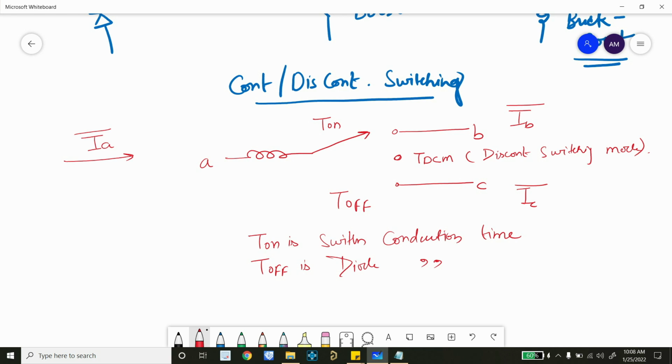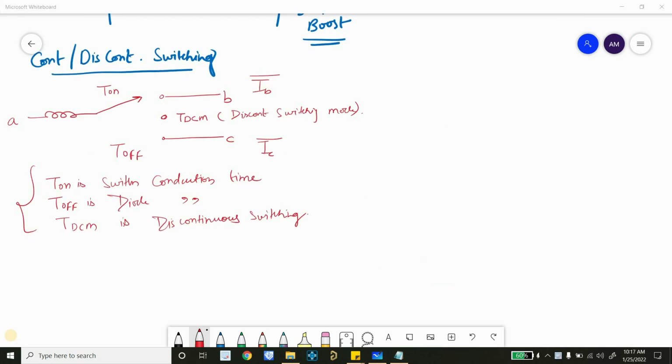Alright. So we're going to discuss that using a waveform. Here T on represents the switch conduction time, T off represents the diode conduction time, and T DCM is the discontinuous switching. Let's go a little bit deeper into the concept of CCM. As I've told you, this is the model of a continuous conduction mode, where we're not going to cover discontinuous switching as of now. Now imagine what will be the amount of current flowing through the inductor and what will be the waveform of that. The amount of current flowing through the inductor will be I A average, which will be equal to the inductor current.